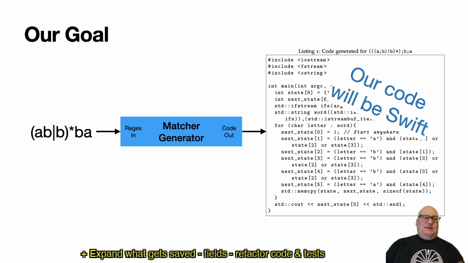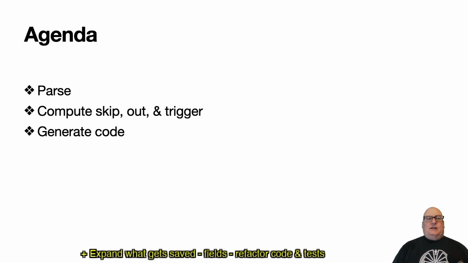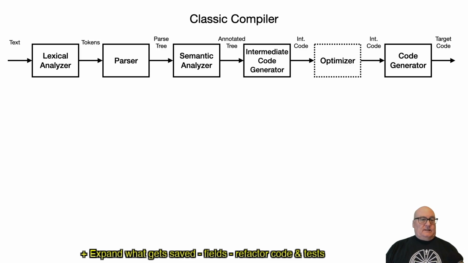All right, so our goal is you're going to feed in a regular expression of some sort. It goes into this matcher generator and code comes out. The example from the paper is C++. We'll write Swift and we'll start with something similar to this and see if we have time to evolve it a little bit. Okay, so today we got about halfway through or a third of the way through the parsing. Once we finish parsing, hopefully it won't take too long, we can implement the skip, out, and trigger functions and then generate some code. So let's go ahead.